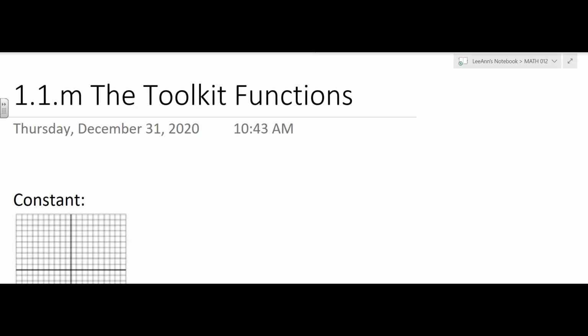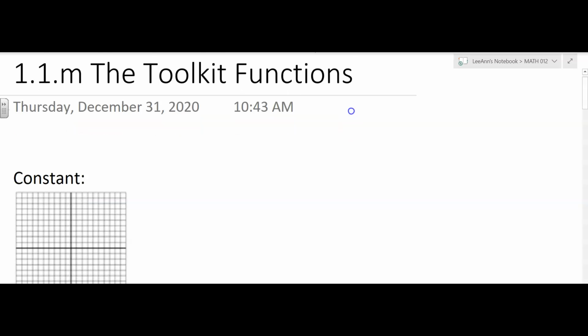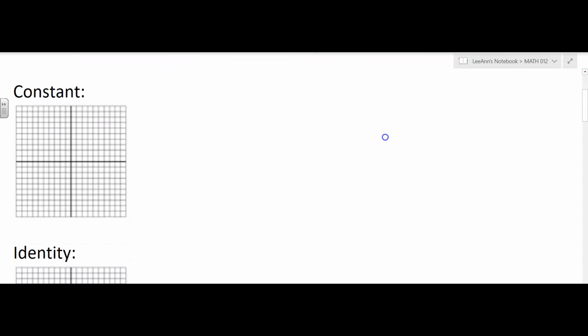So in this video, we're going to give you the toolkit functions. That's what your textbook refers to them. Some textbooks call them the basic functions or the library of functions. So I'll give you the function and I'll give you the graph. I'm not going to go into other details about the domain and range and is it one-to-one and things like that. We're just going to give you the basics here.